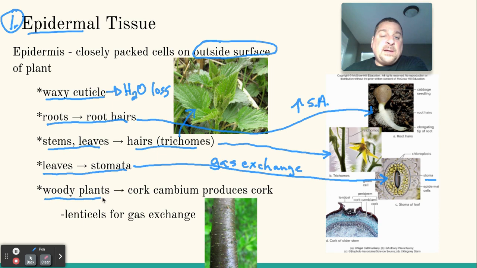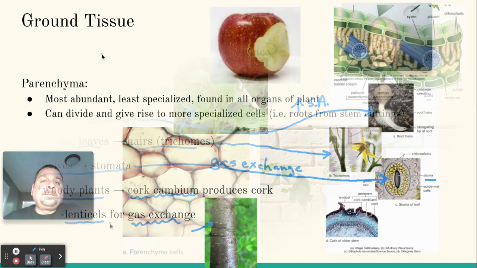Woody plants as well, and I mentioned this cork cambium, produce cork. They will have specialized openings called lenticels. Lenticels, if you look at a woody twig sometimes, you see these little, let me see if I can point to one here, these little dashes or gashes in the bark. Those are just little openings, again, for gas exchange to happen in the stem.